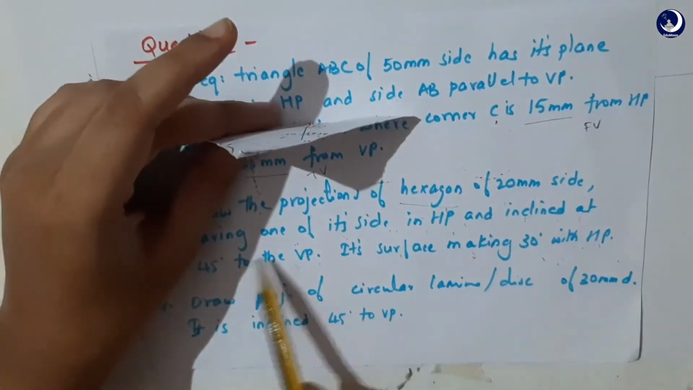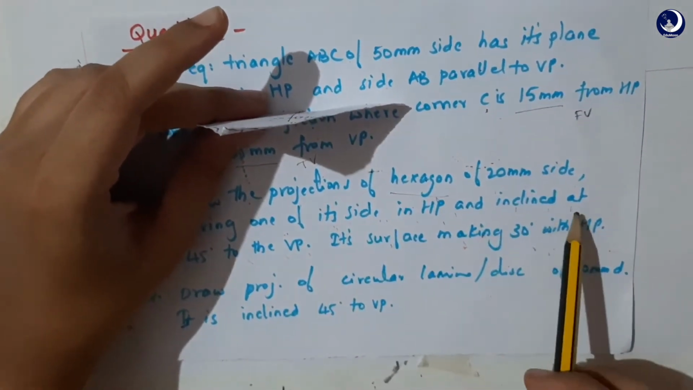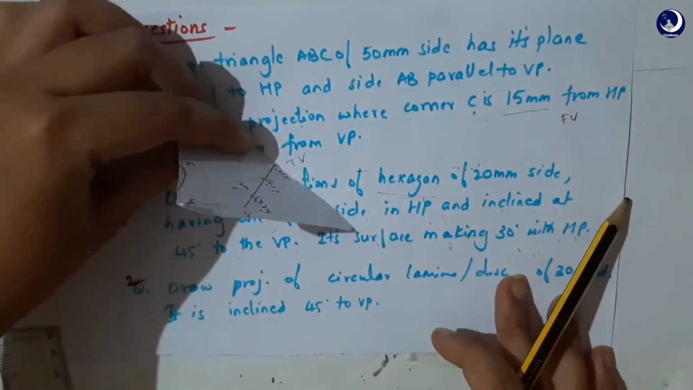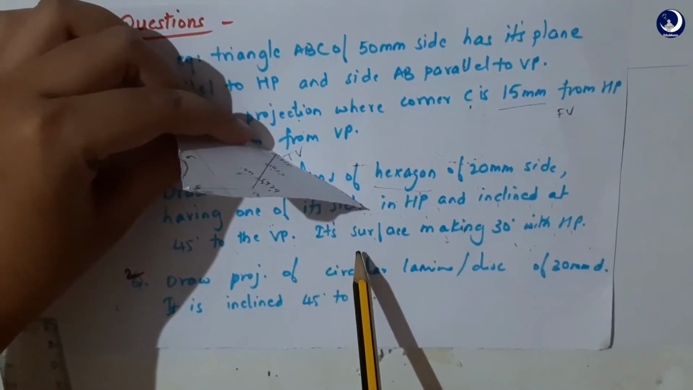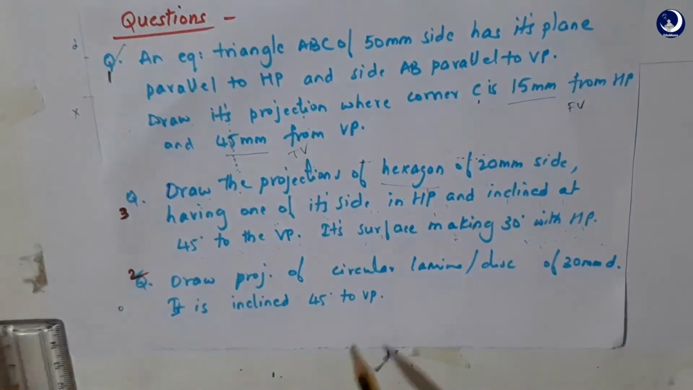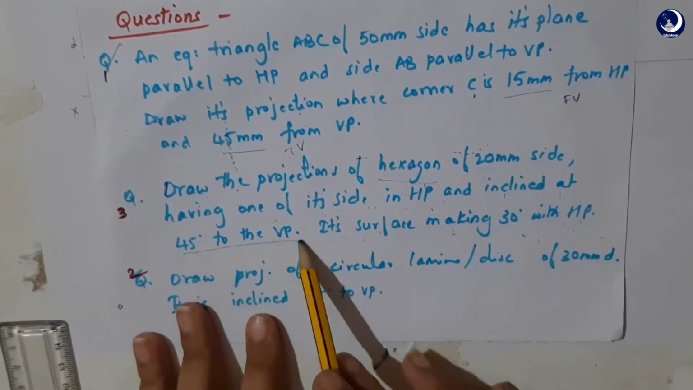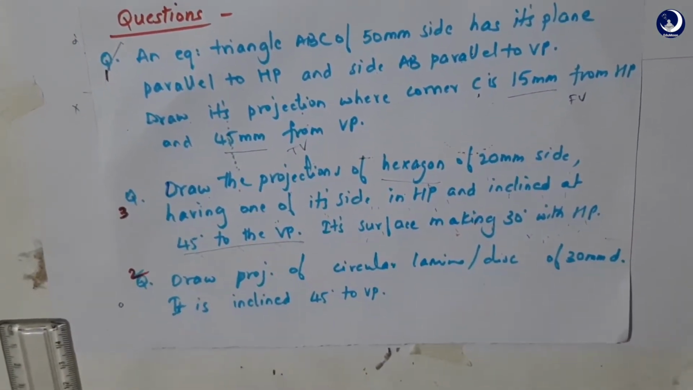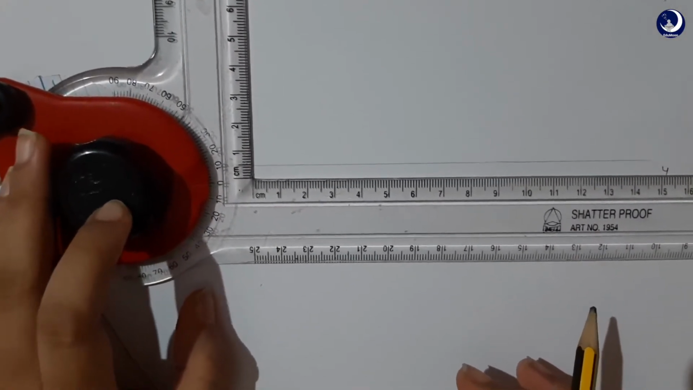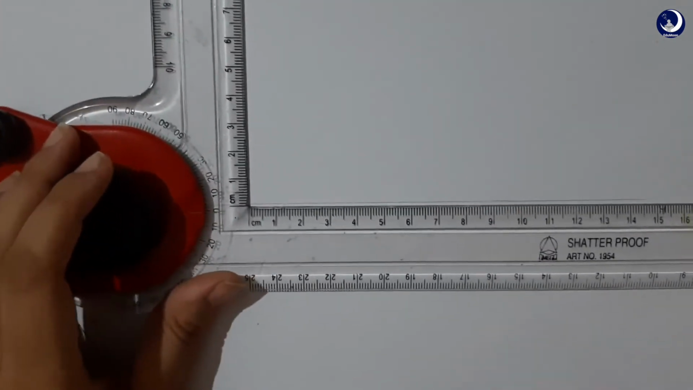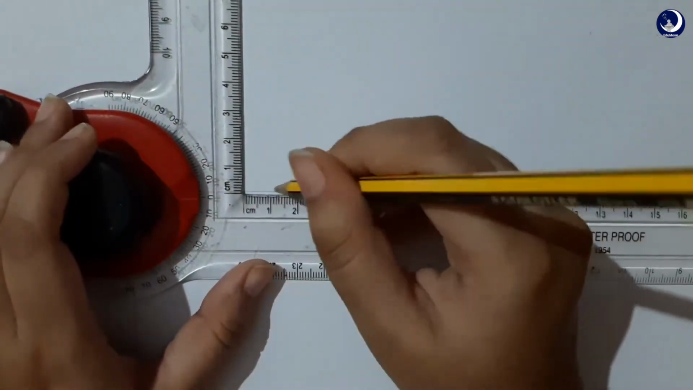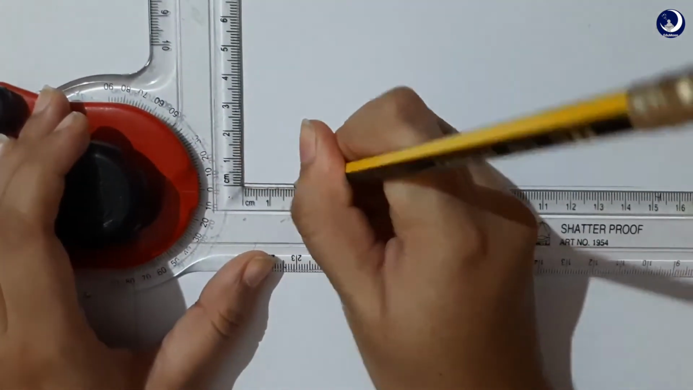And then they said having its side in HP inclined at 45 degrees to VP, like this. Then its surface making 30 degrees with HP, like this. So first we will only consider this and then we'll move to this. As I said, in the front view we'll be able to see the full plane, and one side is in HP, so we have to draw one side on the reference line.